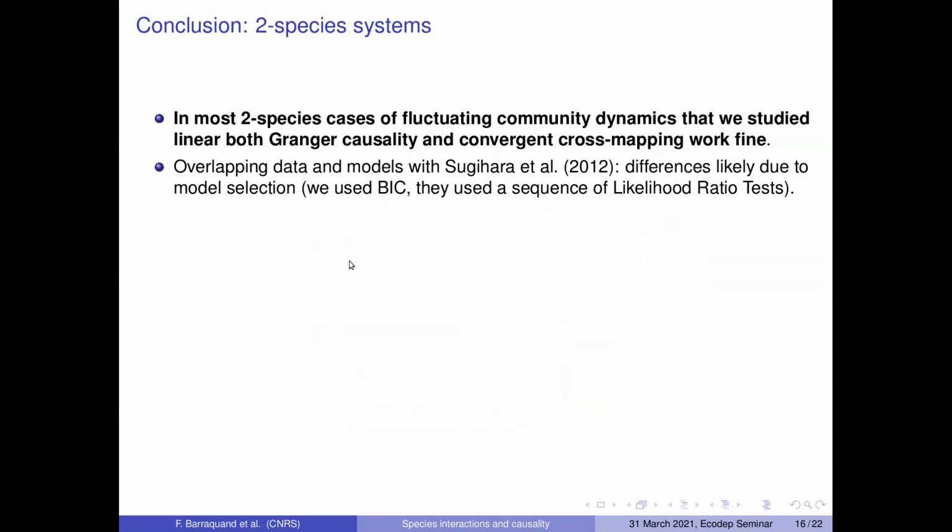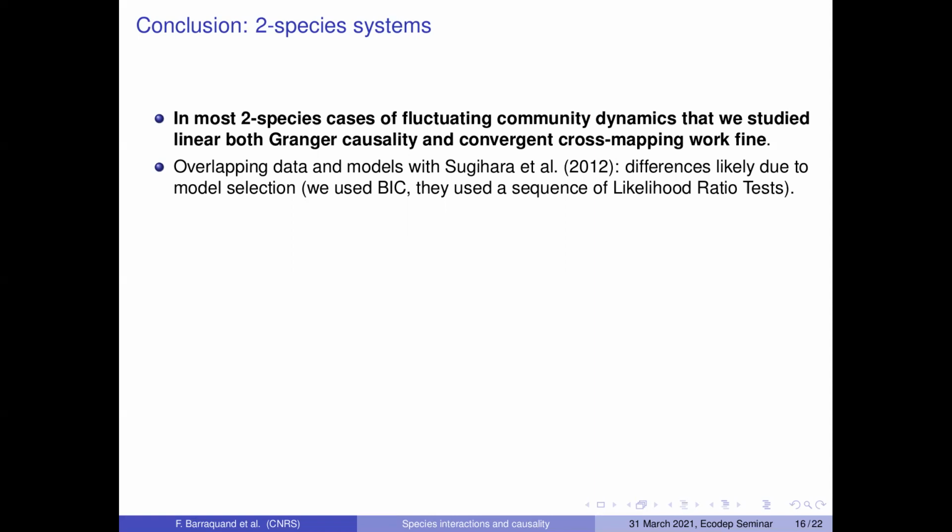So here are the results, and I will go back now for the conclusion to two-species systems. So in most of our two-species case of fluctuating community dynamics, both techniques were surprisingly, although they may look different, they gave the same answers. And it was difficult to understand how Sugihara and co-authors managed to say that Granger causality was not working in the case that they considered, because we used the same data and models. So the most likely is that they used a different model selection.